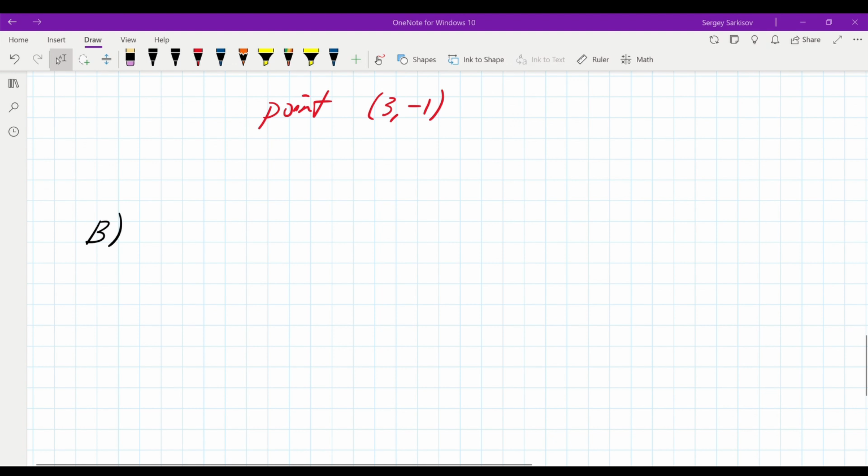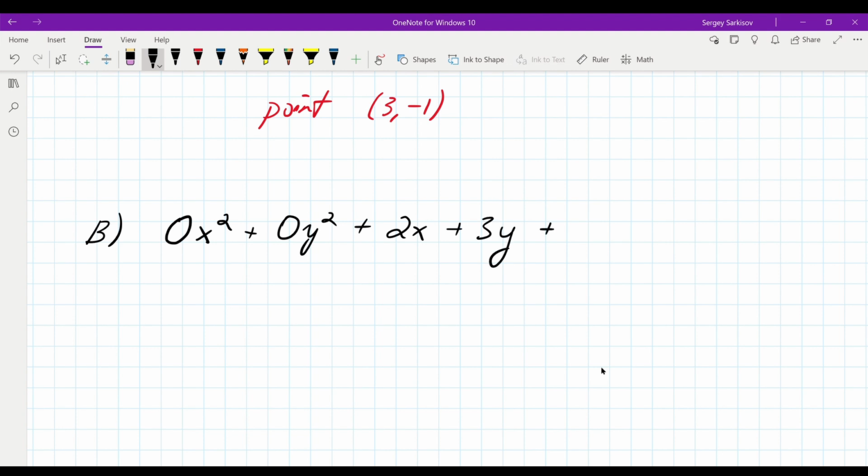All right, so I'm going to give it a pause, and I'm about to write another example. Let's try this one here. I'm actually going to put numbers. So how about 0x²? Instead of just not having it, I'll put 0x² + 0y² + 2x + 3y + 6 = 0.